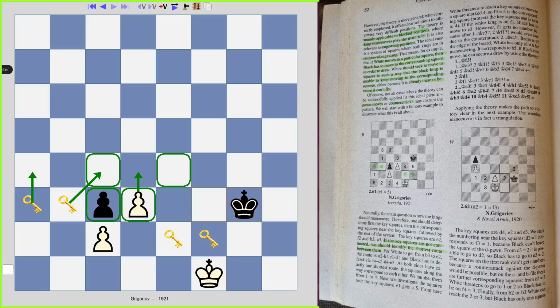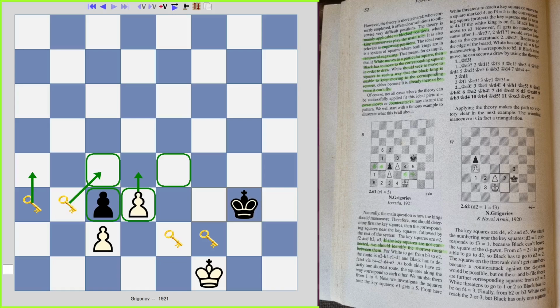I mentioned that earlier, that g4 is pointless because black may just pick up the pawn and actually win the game, right? So you can see on the diagram there, I've actually used little green dots when I did my highlighting many years ago. If you go to that next section I've highlighted: if the key squares are not connected, we should identify the shortest route between them. For white, to get from b3 to e2, that's the closest two squares, it's four squares: a2, b1, c1, d1, and black has to defend via b4, c5, d4, e3.